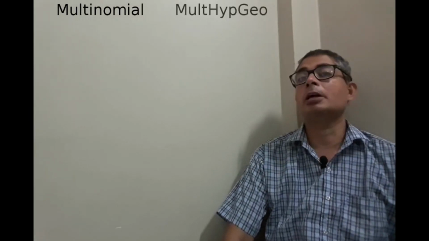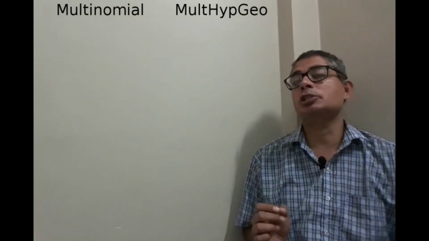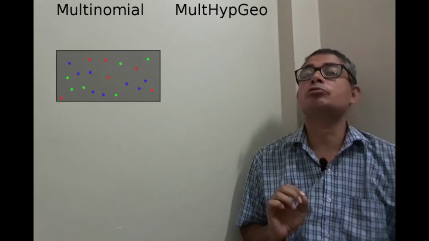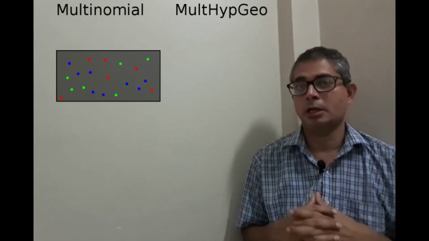The multinomial distribution has a close link with the multivariate hypergeometric distribution. For the multivariate hypergeometric distribution, we had started with a population where each individual belonged to exactly one of a number of categories. Then we had drawn an SRSWOR, simple random sample without replacement. Had we used SRSWR, simple random sample with replacement, then we would have obtained the multinomial distribution.